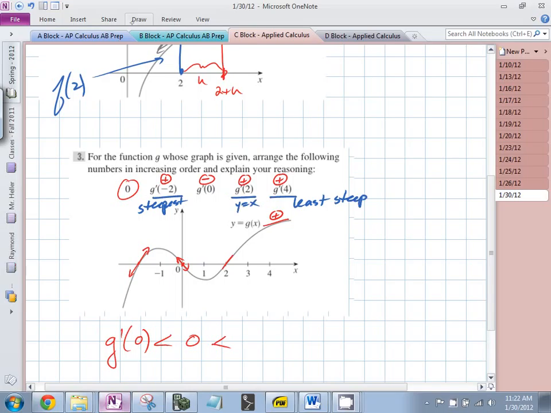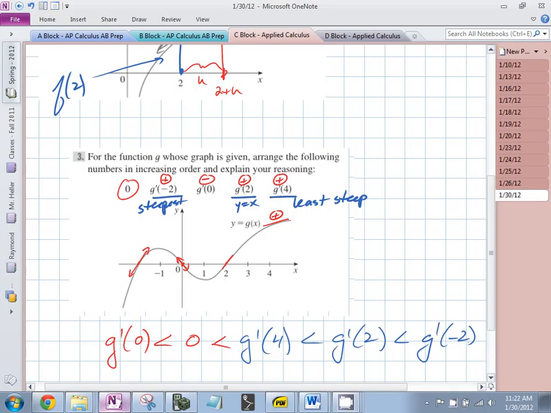So if you're going to put these in order, what's the least? You put g prime of 4, and then g prime of 2, and then the steepest one is g prime of negative 2. Yeah, it's a visual inspection, just steepest to less steep, that's it. Do you know this conclusively? No, but it should be clear enough. If they don't give you a function, you can't find the actual numeric value. You can put your ruler there and just estimate.